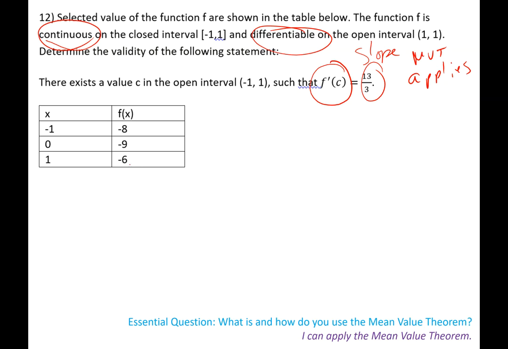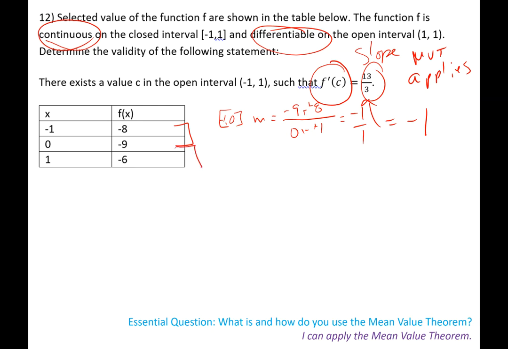What I have to check is whether this slope appears anywhere in these data points. So I actually have to check 3 things. I have to check between here and here, on the interval from -1 to 0. The slope equals -9 minus -8 over 0 minus -1. That's going to be -1 over 1, which is -1. That didn't equal 13/3 anywhere.